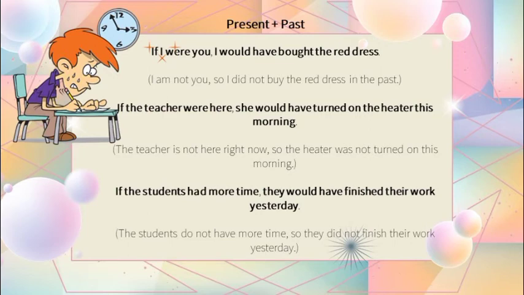The examples are, if I were you, I would have bought the red dress. If the teacher were here, she would have turned on the heater this morning. If the student had more time, they would have finished their work yesterday.